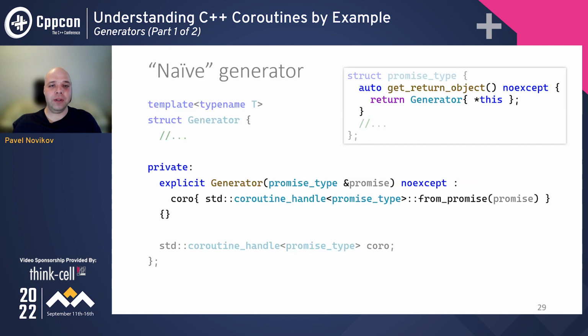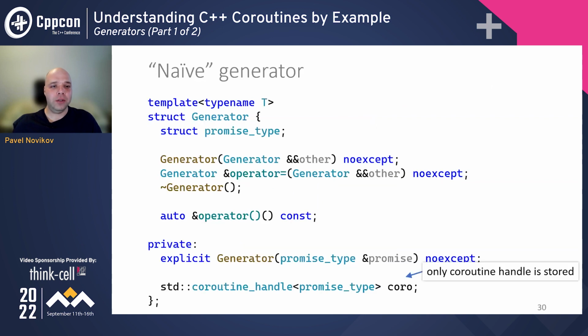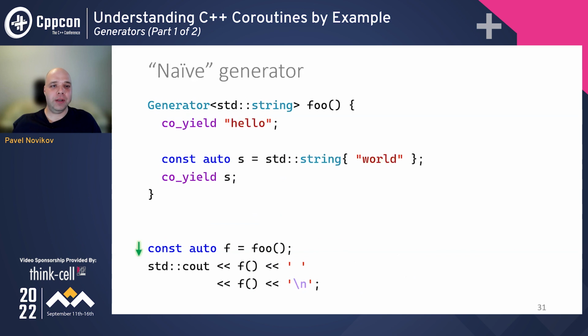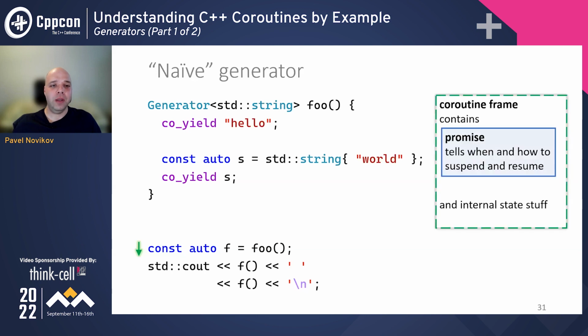And this constructor in our case is used inside the getReturnObject, with which we provide an instance of the generator that will be returned eventually from the call to the coroutine generator. So again, this is the overview of our generator type. Let's go over our example once again, now with more details.